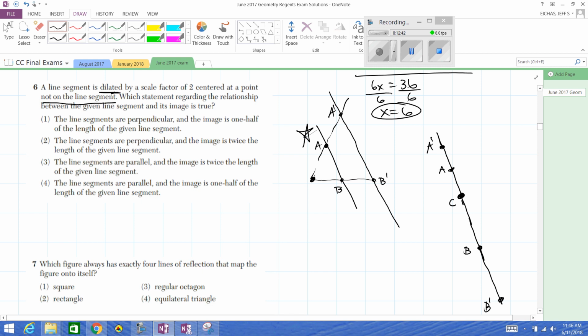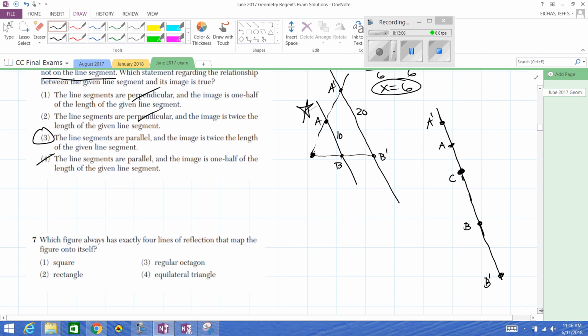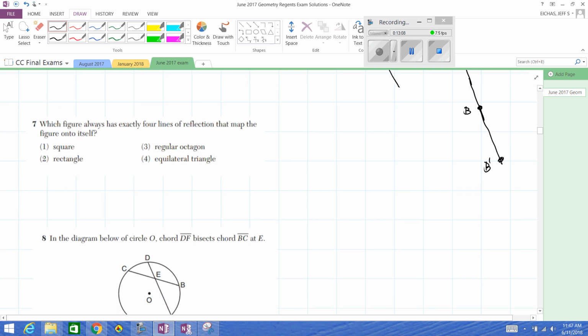The line segments are perpendicular. Wrong P word. It's perpendicular. No. The line segments are parallel, and the image is twice the length. Yes, that's got to happen. So let's say this is 10. The image would be 20. So that does have to happen. Okay, scale factor of 2 makes it an enlargement. This would make it a reduction. No good. All right, that's it for the first video. We'll do more on the next one.